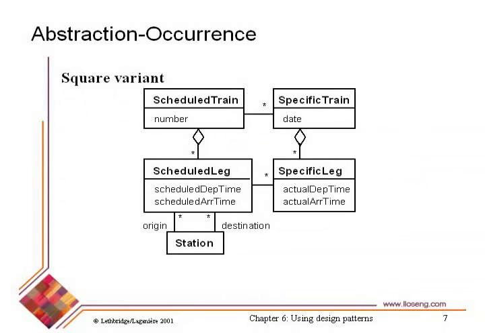This diagram on slide 7 shows two occurrences of the abstraction-occurrence pattern. I call this the abstraction-occurrence square variant, because what we're seeing here is a pattern which occurs quite commonly in scheduling applications. So what we have is again this notion of the scheduled thing and the specific thing. We saw that in the airline system. We have a scheduled or regular flight, and then the specific flight, which is the occurrence that goes on a particular day. So here we see it in the train domain.